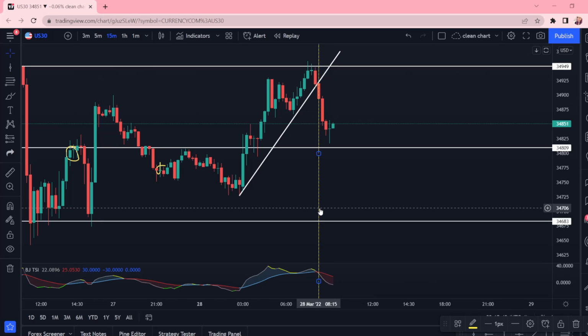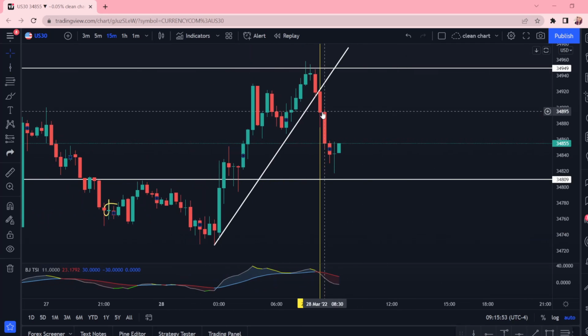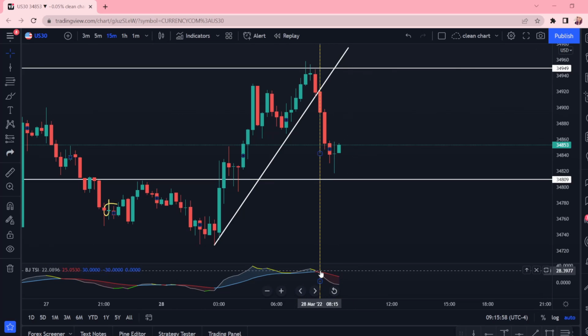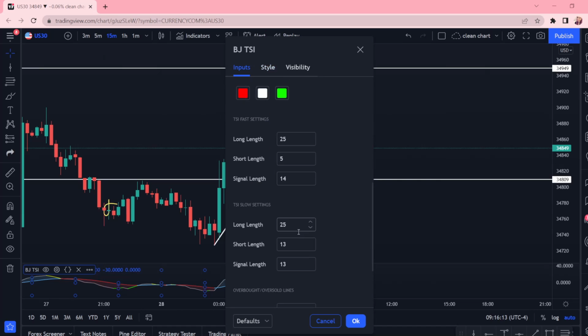So you will see at the close of the candle that I was saying you would get in on, if you were still learning and getting comfortable, you would get a confirmation with the BJTSI. This is actually a free indicator, so I will show you guys. There's no difference in the settings. I literally just threw up the default for it.